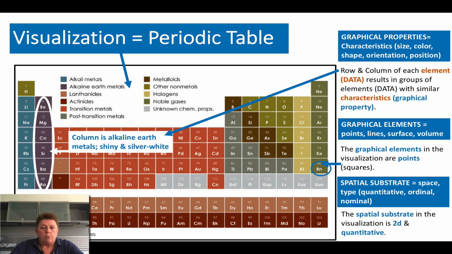Graphical elements are points, lines, surface, and volume. The graphical elements in this visualization are points. Now, by definition, the points include the square. Now, the spatial substrate equals space, type, which is quantitative, ordinal, nominal. The spatial substrate in this visualization is two-dimensional, it's basically flat, and quantitative. It's quantitative because of the elements identified by numbers and by what? Atomic weights.